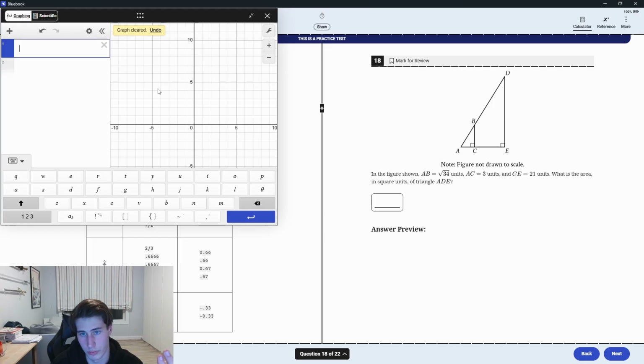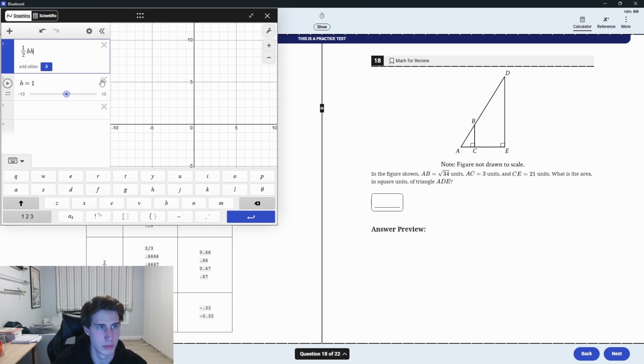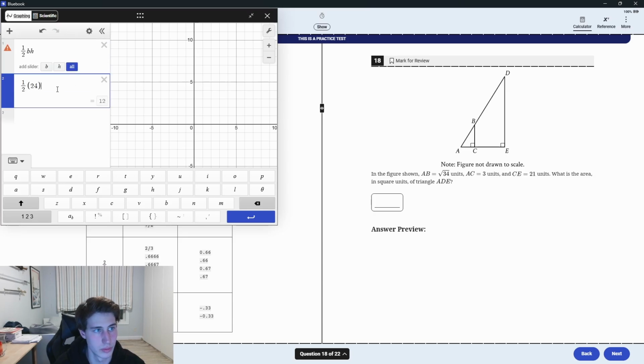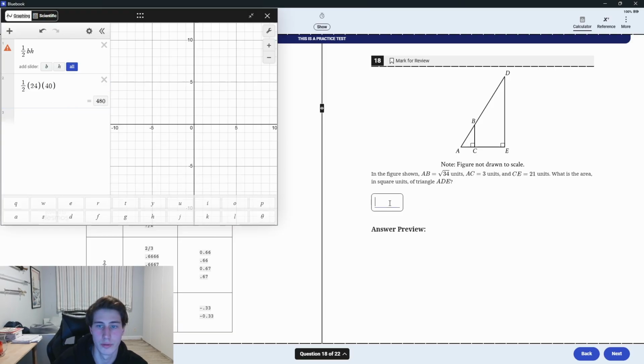And what's the formula for the area of a triangle? It's 1/2 base times height. So if we have our base as 24 times our height, which we know is 40 now, we get 480. Awesome.